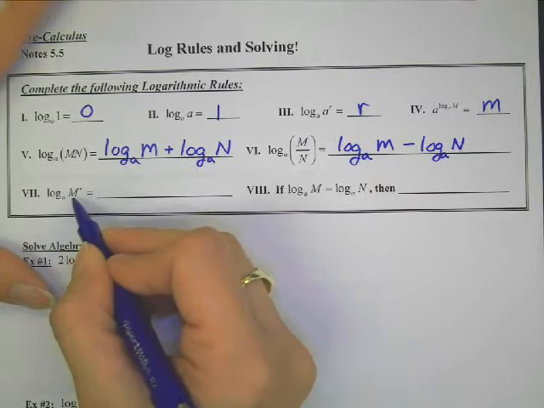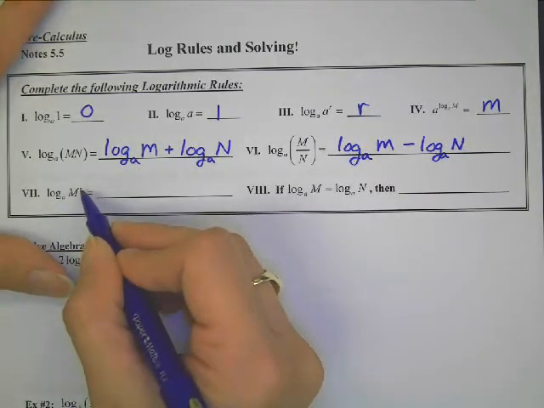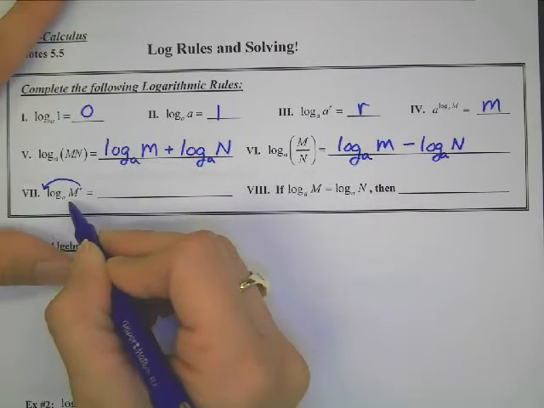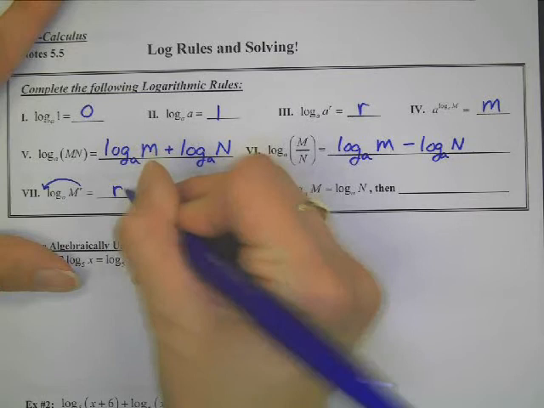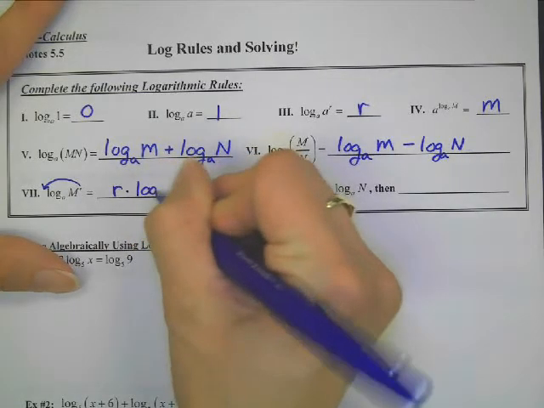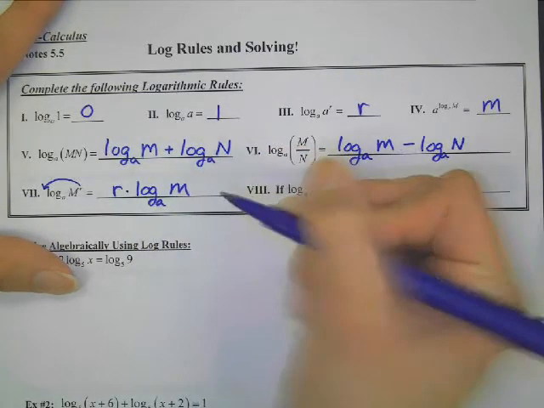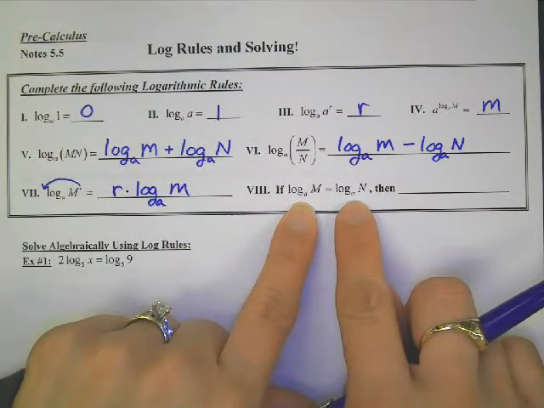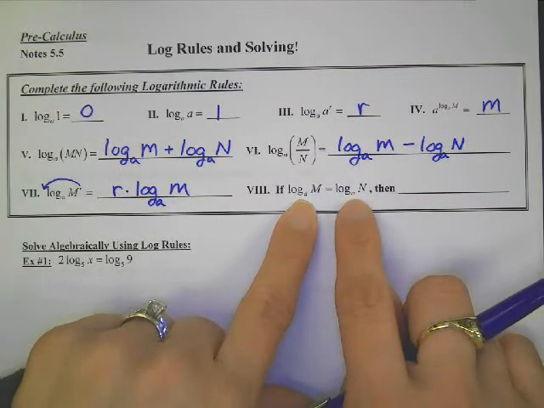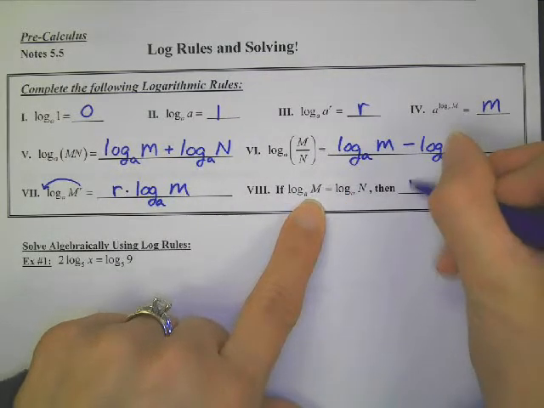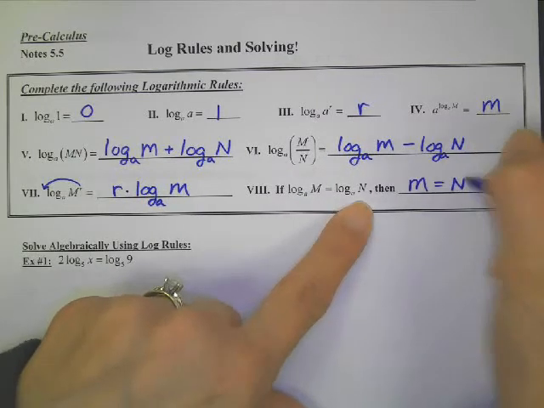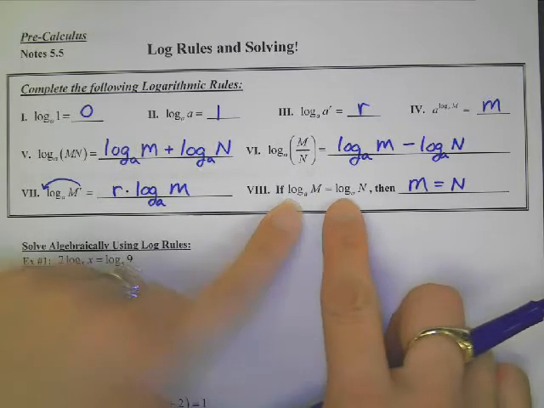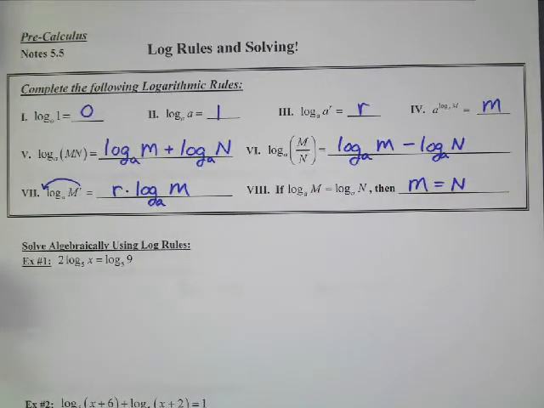If you have log base A of M to a power, that power can go where? Bring it down in front. The base and the of are different, so we can only bring that down, make our coefficient R times log base A of M. And rule number 8, if a log equals a log and the base is equal to the base, then you can say that the of on the left equals the of on the right. Okay, and so you're just isolating the ofs. You're not dividing by log or anything. You're just saying that the ofs must be equal.